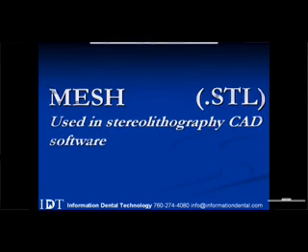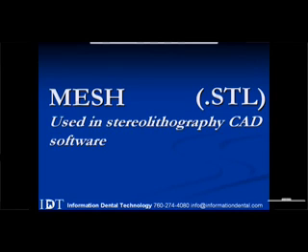The dual scan technique and using only DICOM is what's clinically accurate. That's what everybody's been using. And so the other technology, when we're looking at alternatives away from DICOM, is STL or mesh. This is used in stereolithography CAD software programs.